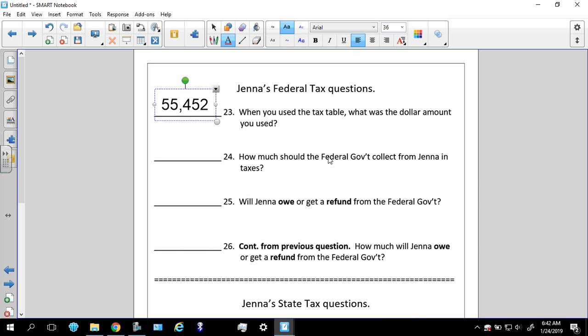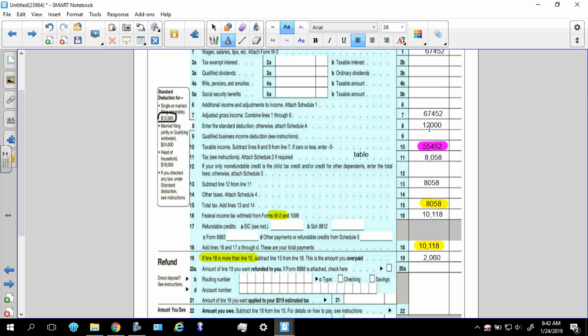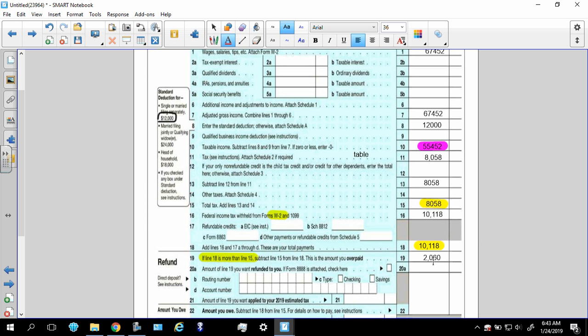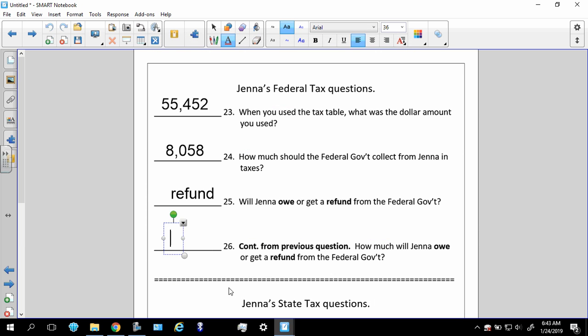55,452. How much should the federal government collect from Jenna in taxes? Well, again, we saw that on the table. Let's look at our chart. It was 8,058. Will Jenna owe or get a refund? Well, we just figured out she's going to get a refund. How much will her refund be? Let's go back to our form here. $2,060. If you can get those questions right, I know you did it right because you were able to get the right answers.